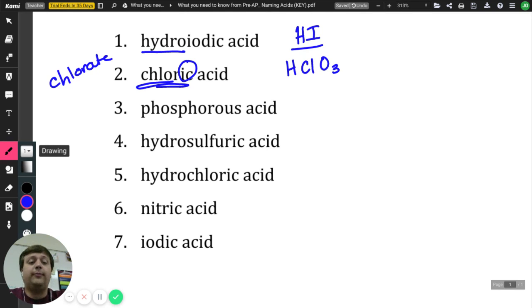So what do I do with that? Well, now I need to double check my charges. The polyatomic ion chlorate has a -1 charge, and hydrogen has a +1 charge. They're going to cancel out. That would be the practice for you there.